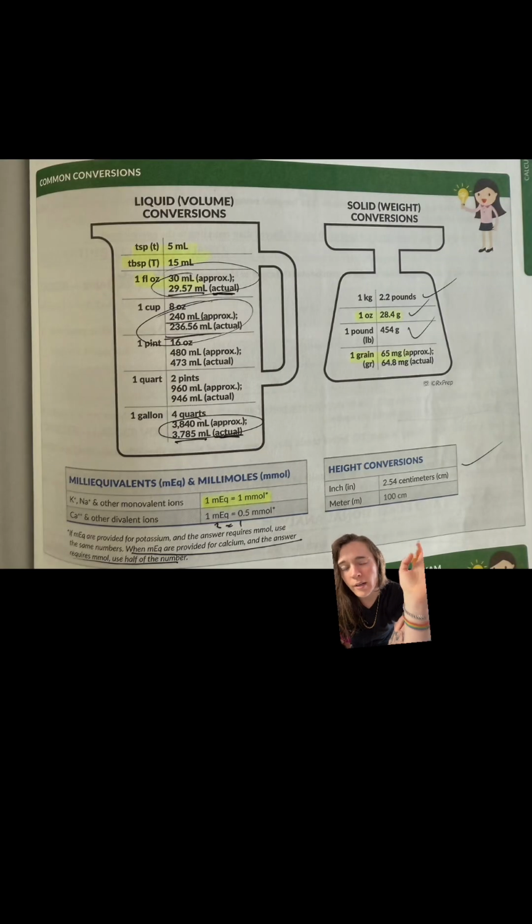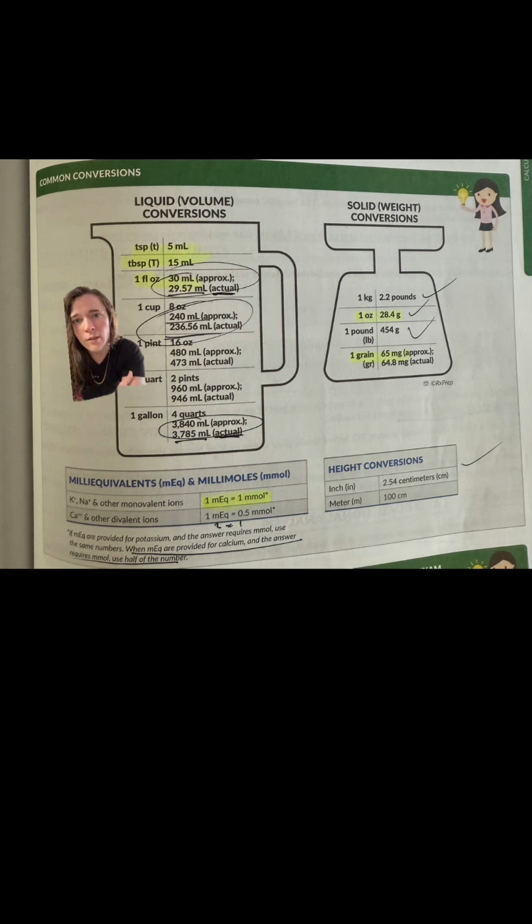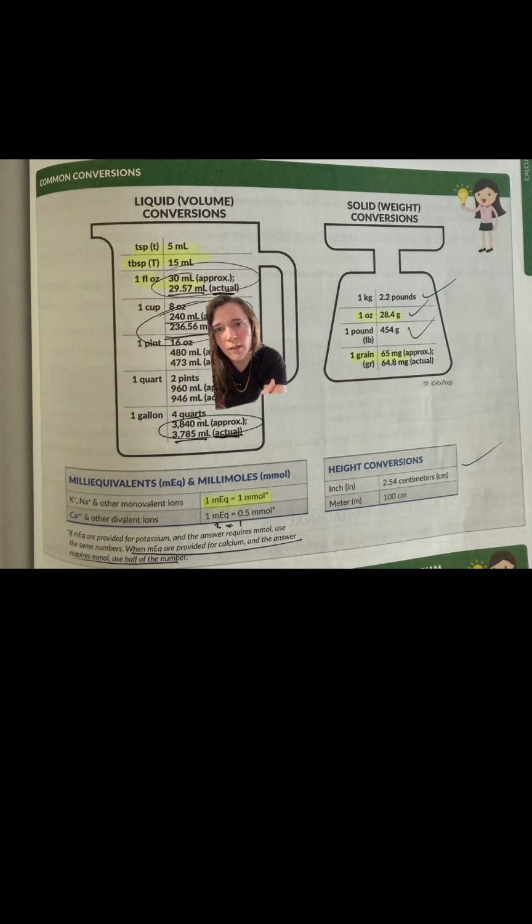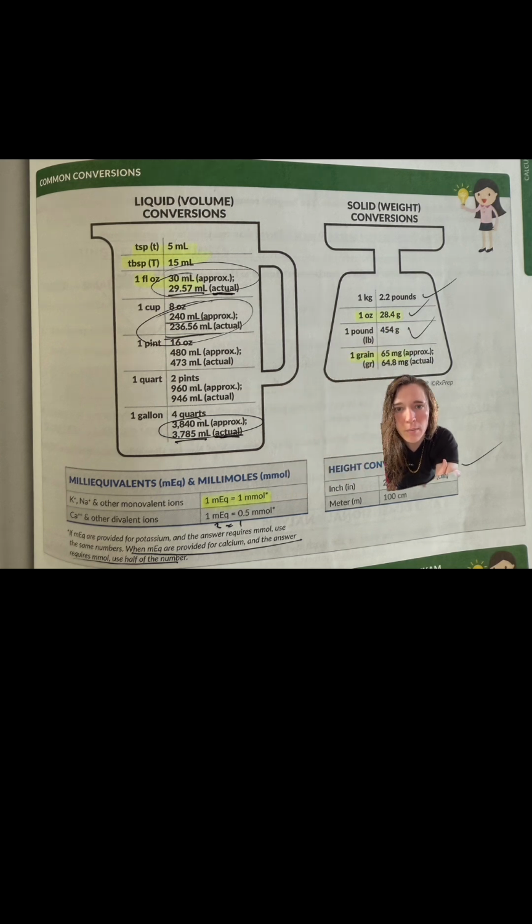These are some other common conversions I would memorize. This is from my NAPLEX prep book for my board exam. So a teaspoon is 5 mils, a tablespoon is 15 mils, a fluid ounce is about 30 mils. By weight, an ounce is 28.4 grams. A kilogram is 2.2 pounds.